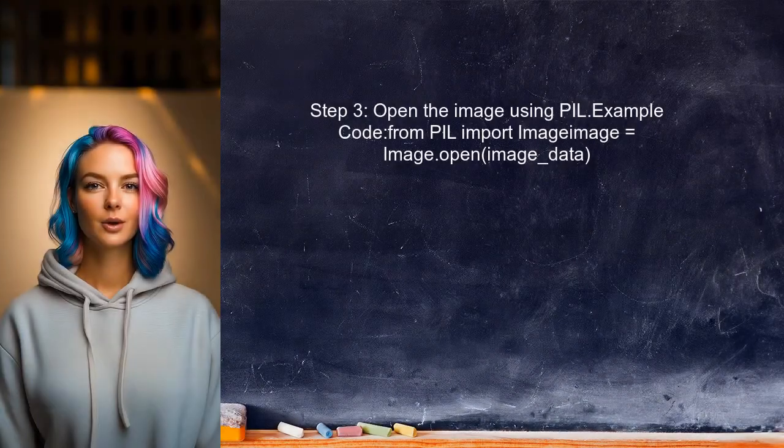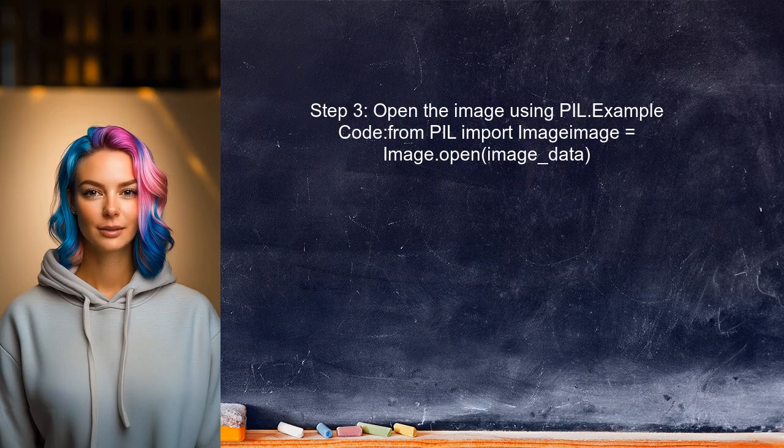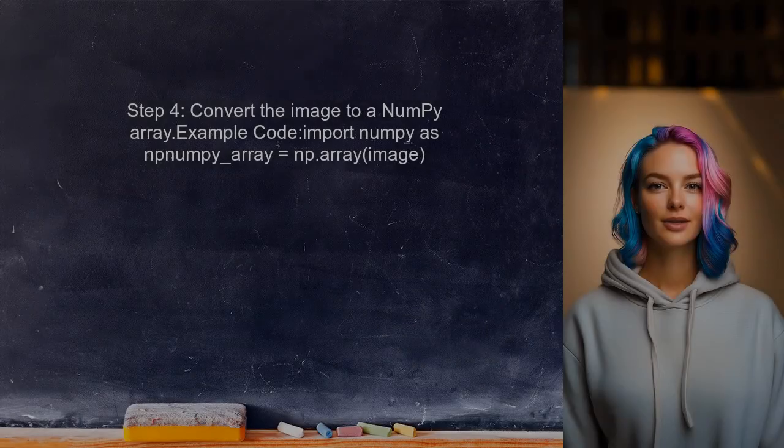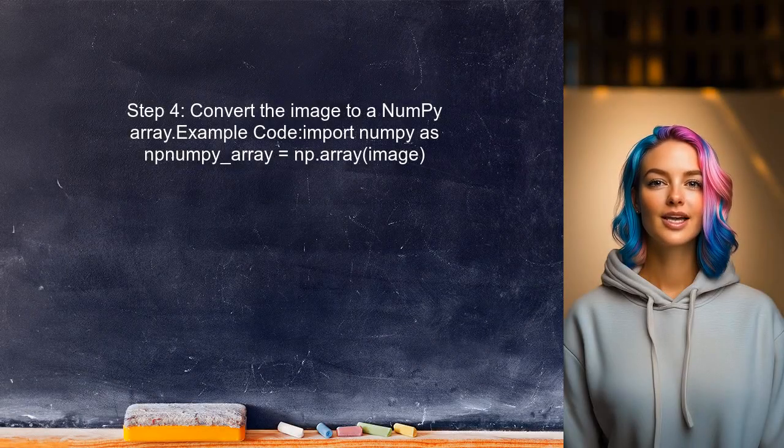Now the user can use the Python Imaging Library, or PIL, to open the image from the file-like object. This allows the user to decode the JPEG image into a format that can be manipulated. Finally, the user can convert the image into a NumPy array using the NumPy library. This step is essential for further image processing tasks.